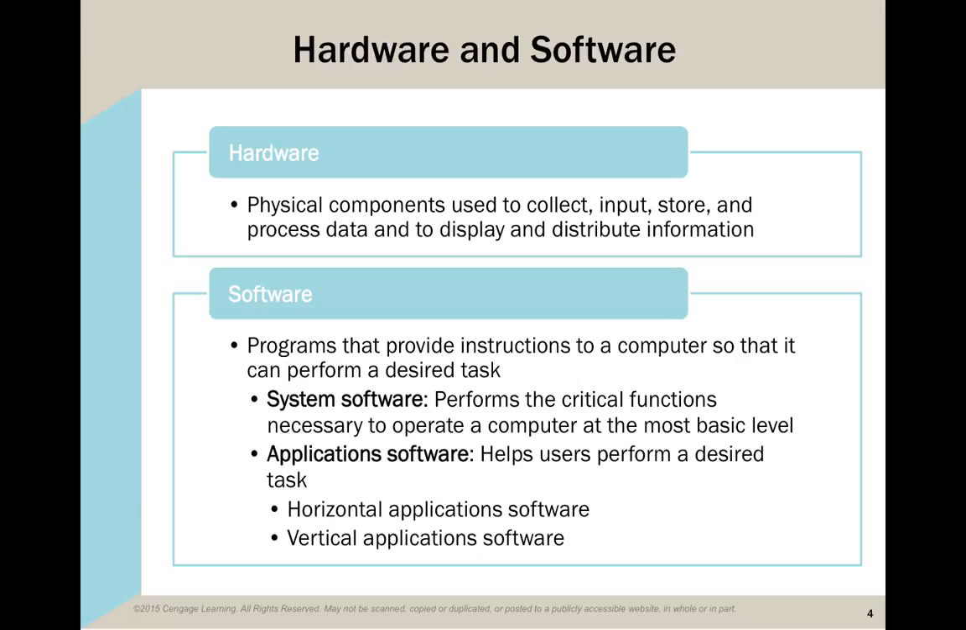System software performs critical functions that are necessary to operate a computer at the most basic level. So that would be your Windows program or your basic Apple program. And then we have application software. And this is software that helps users perform a specific task. And these are organized into two different groups. We have horizontal applications within the software and then vertical applications of the software.